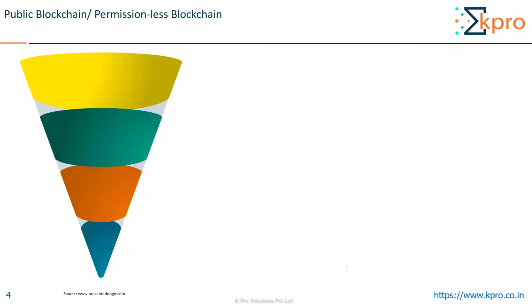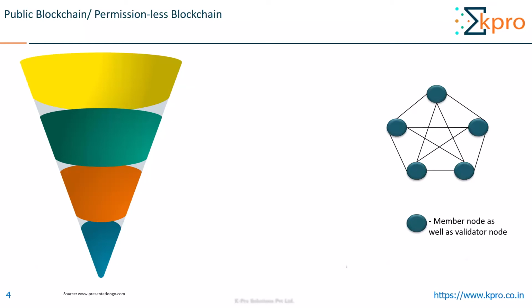Now let us start with what we mean by the public or permissionless blockchain. This public blockchain is also known as permissionless blockchain. This is what the public blockchain network looks like. Every node is connected to every other node, and every node is a member node as well as the validator node.